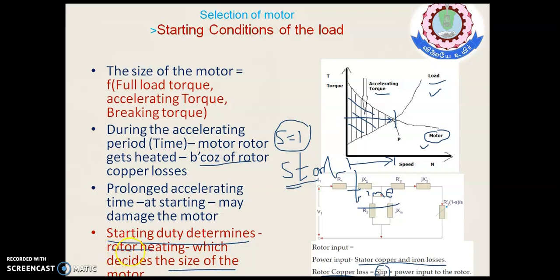So based on the rotor heating at the time of starting, which is for a short duration anyway, a huge current will pass through the rotor. So to avoid that, you need to select a better-sized motor accordingly, right?